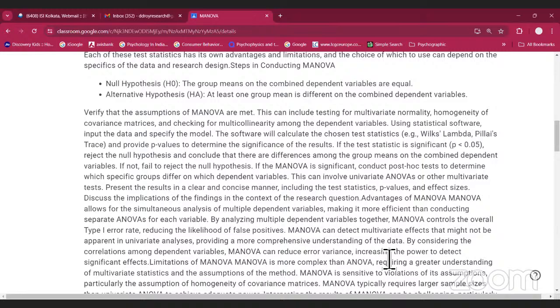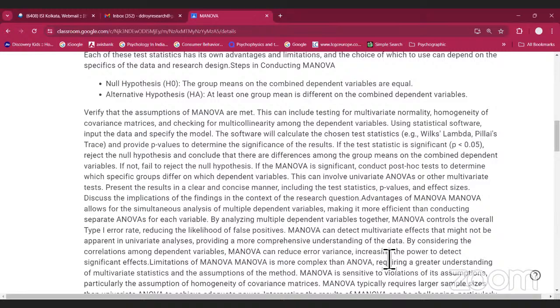MANOVA allows for the simultaneous analysis of multiple dependent variables, making it more efficient than conducting separate ANOVAs for each variable. By analyzing multiple dependent variables together, MANOVA controls the overall type 1 error rate, reducing the likelihood of false positives.